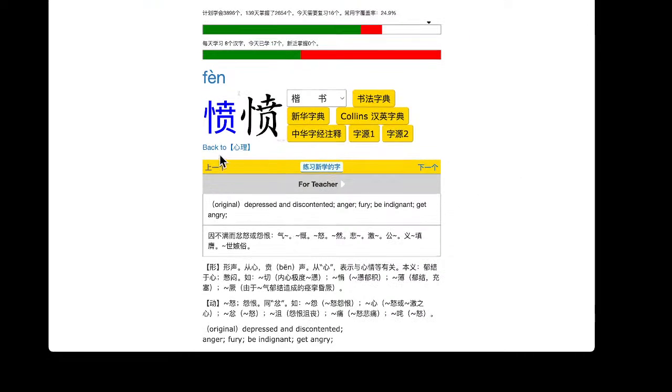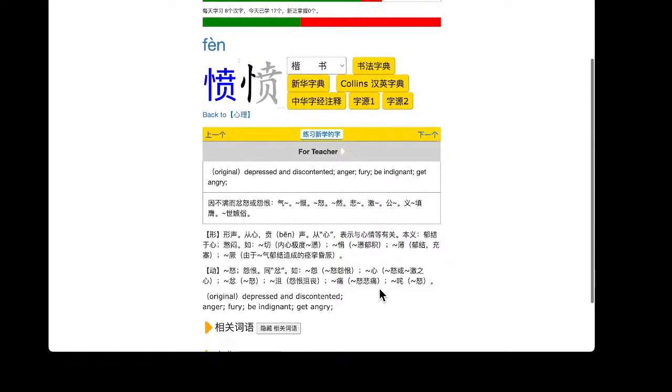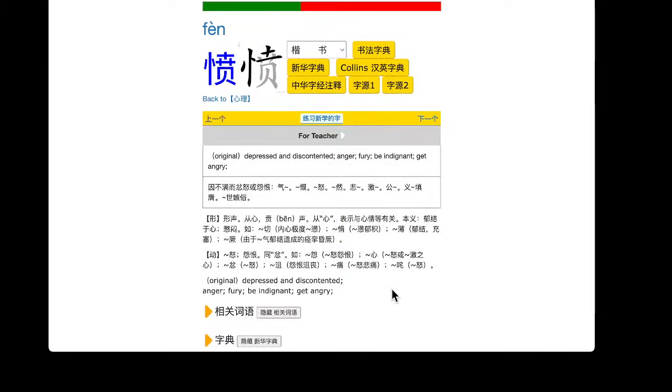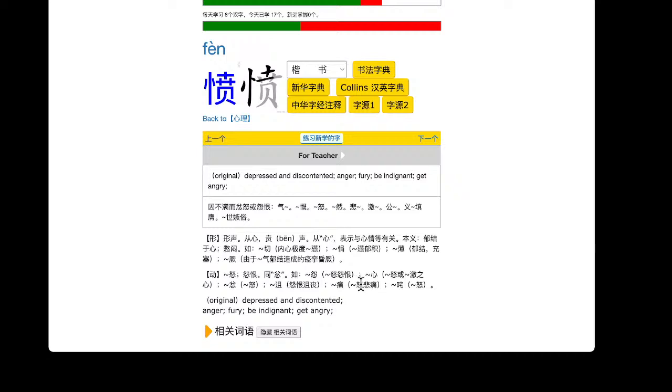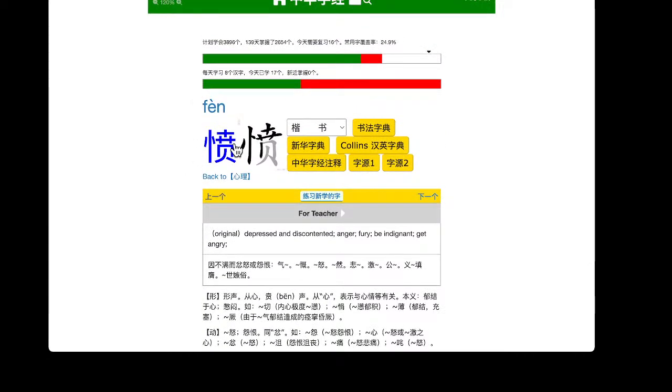So basically this is angry. Now, this one also has other meanings, but I'm not gonna talk about more other stuff. It's not used that often, so I'm not gonna say that. So basically, just remember this is angry. Okay, let's take a look at the character. So this one on the right hand side is the character 贲. Okay, 贲.